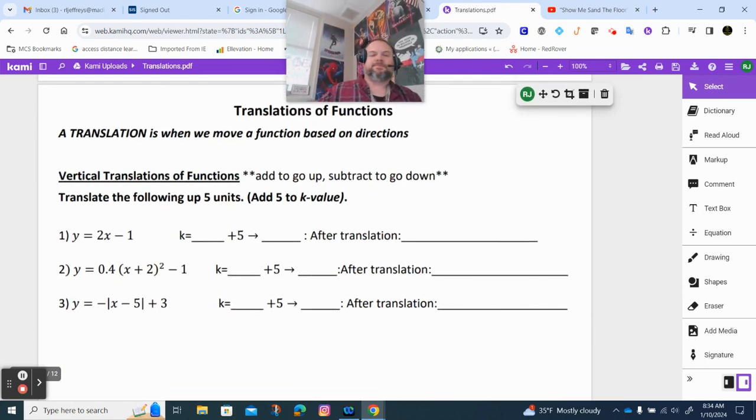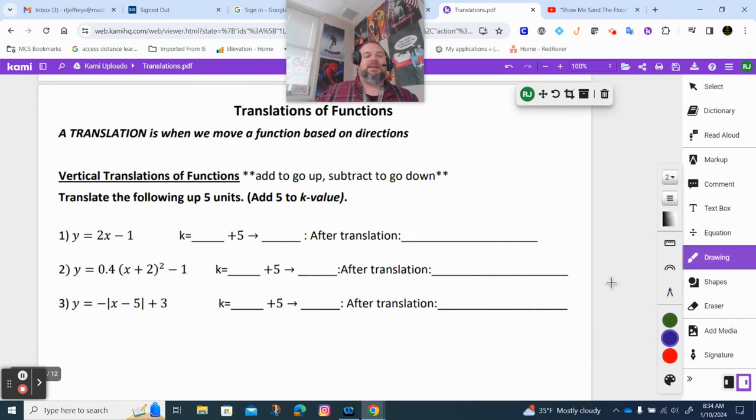So the first thing we're going to look at is vertical translations. Like if something's graphed, we're going to move it up and down. To add, go up. To subtract, go down. Translate the following up 5 units. So we're going to add 5 to the K value. All right. So number 1, what is our K value?